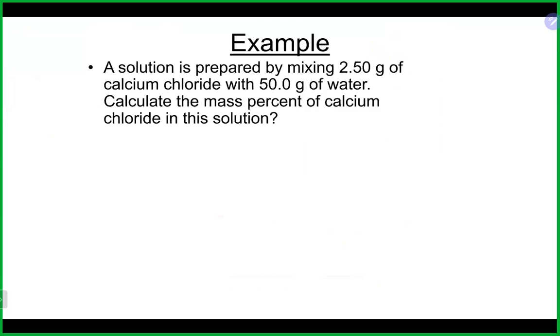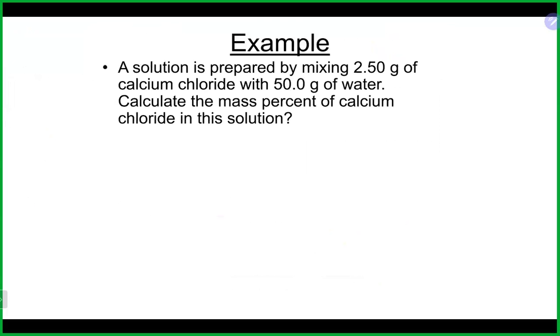All right, why don't you try one here? A solution is prepared by mixing 2.5 grams of calcium chloride with 50 grams of water. What is the mass percent of calcium chloride in the solution? So let's see what you come up with here.